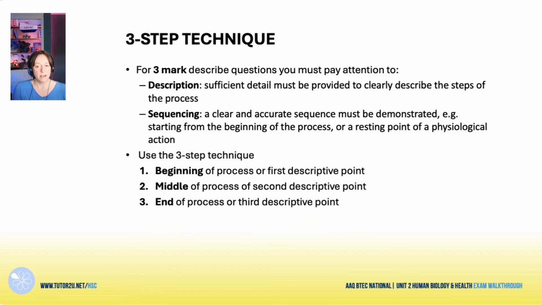So just use a 3-step technique. Make sure you give the beginning of the process or your first descriptive point, the middle of the process, which is your second descriptive point, and then the end of the process for your third descriptive point. If you're not sure whether you're being asked to describe a process, maybe you're being asked to describe a function, think about how you could break it down into 3. Okay, so 1, 2, 3 for 1, 2, 3 marks.